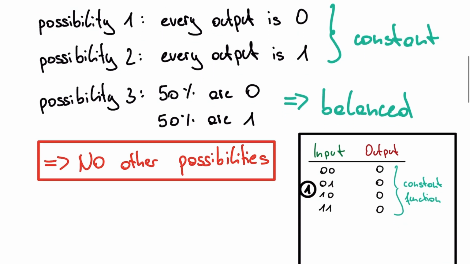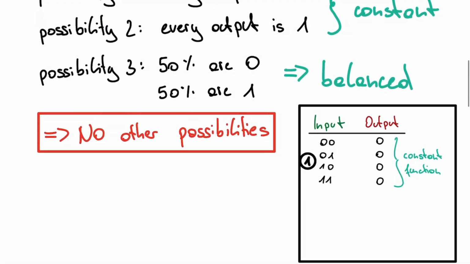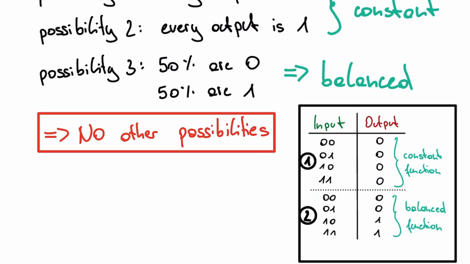And now you see a little example. If we have the input 0, 0, we get 0, 0, 1, 0, 0, 1, 0, 0, 1, 1, 0. So this is a constant function. And in the second example, we again have 0, 0 and 0, 1, 1, 0 and 1, 1, and we get 0, 0 and 1, 1. So this is a balanced function.